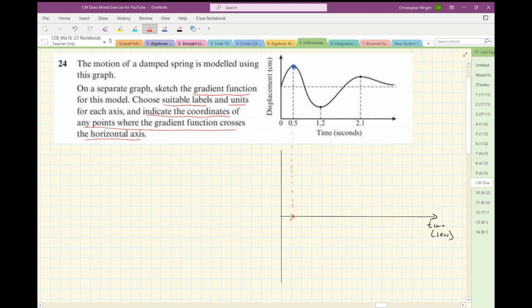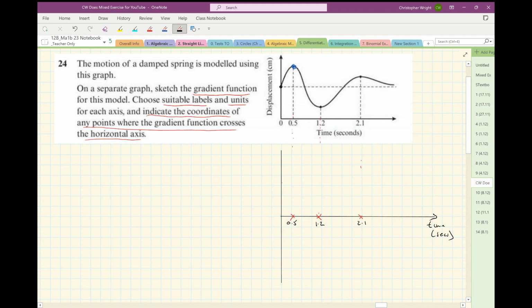Now the gradient is also 0 when the time is 1.2. There we go. And the gradient is also 0 when the time is 2.1. Okay. So I can label those points here, 0.5, after 1.2 seconds, and after 2.1 seconds. Okay. Now, the gradient starts off at 0, starts off positively, doesn't it? Then it becomes 0, and then the gradient becomes negative, until it then starts to rise again to 1.2.